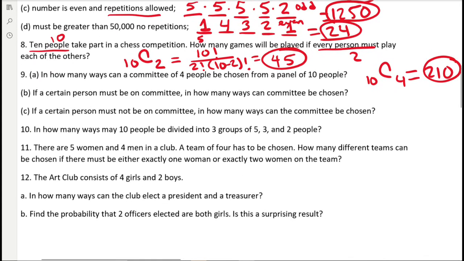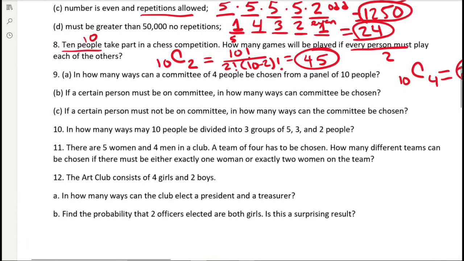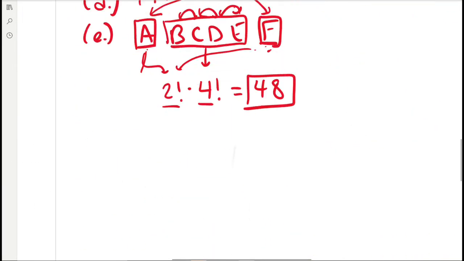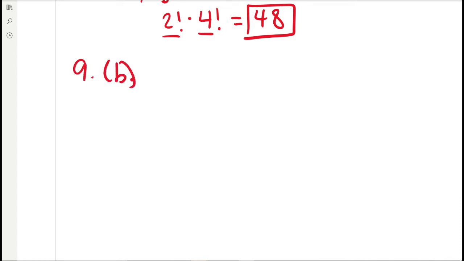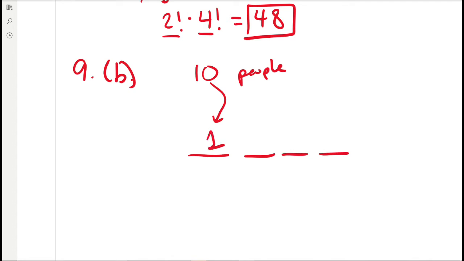Part B: if a certain person must be on the committee, how many ways can the committee be chosen? So, if a certain person must be on the committee, let's do that off to the side because we're going to need some space there. If a person has to be on the committee, well, you have 10 people, right? So let's say you have 4 people that need to be chosen for the committee. One of them has to be on the committee. So that's already one right off the bat, which means now you have 9 others to choose from.